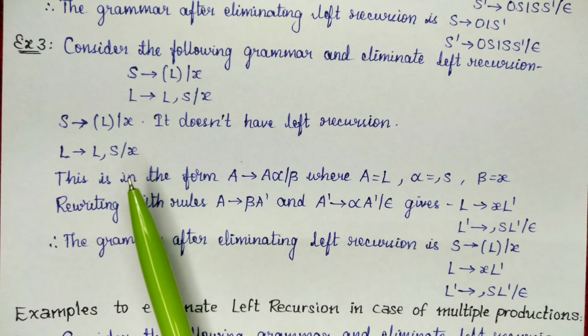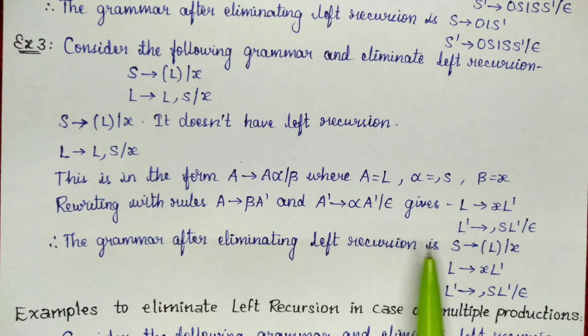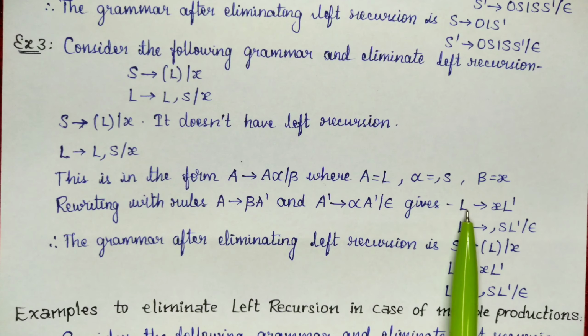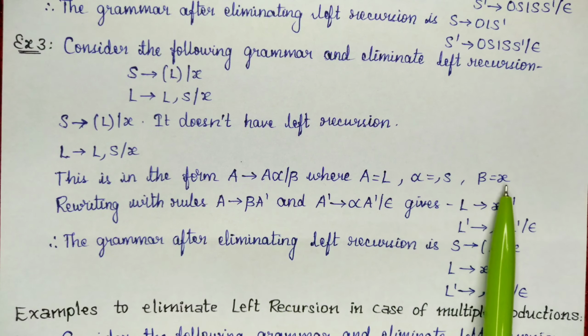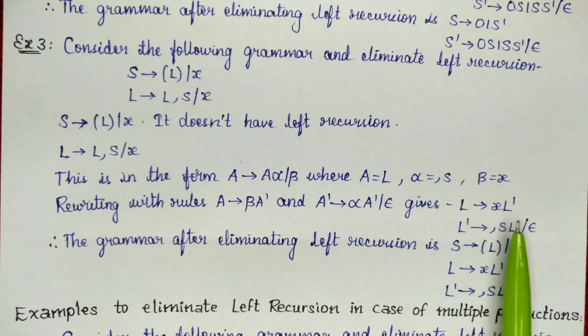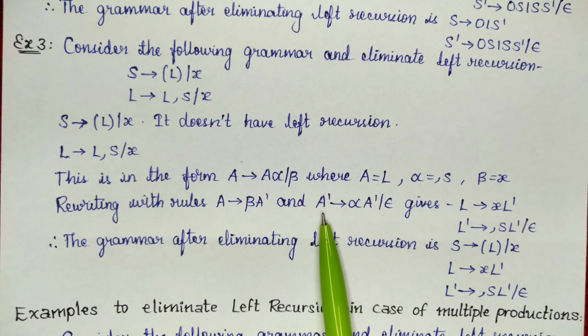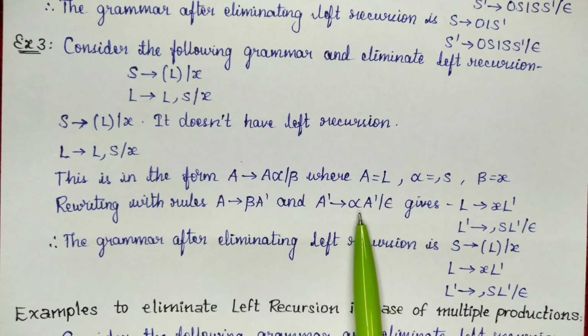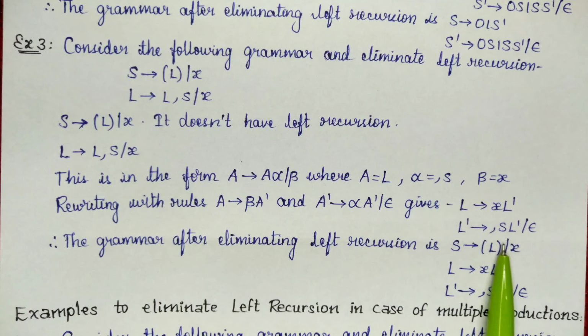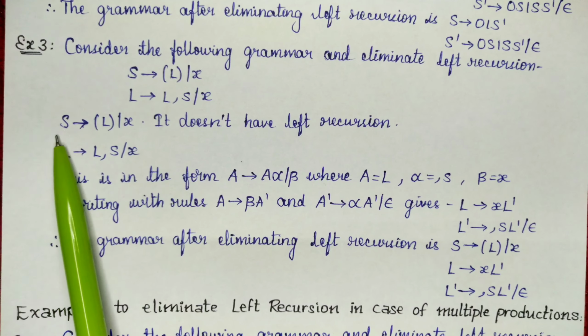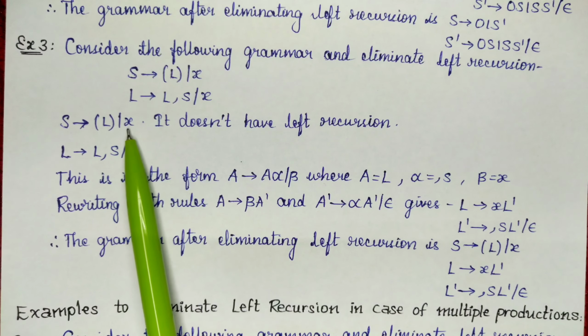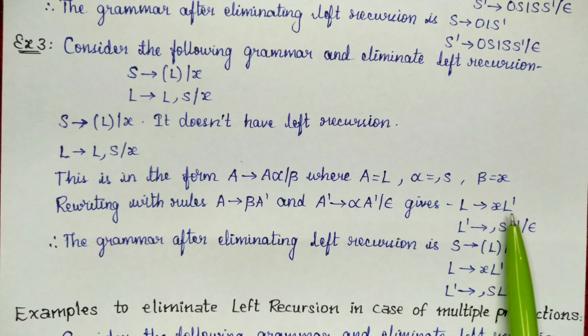So the production after rewriting it with our rules will be: A means L, beta means X and A dash means L dash, and again A dash means L dash, alpha means comma S and A dash means L dash or epsilon. So the grammar after eliminating left recursion is S produces within the parenthesis L or X and L produces X L dash, L dash produces comma S L dash or epsilon.